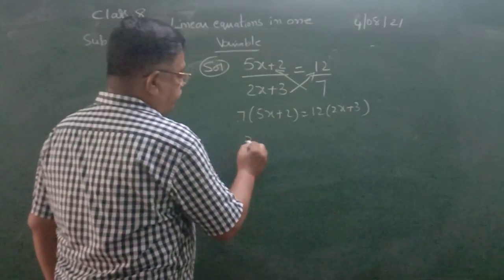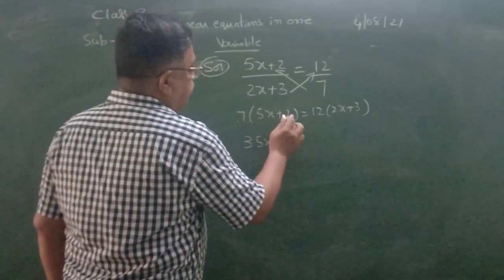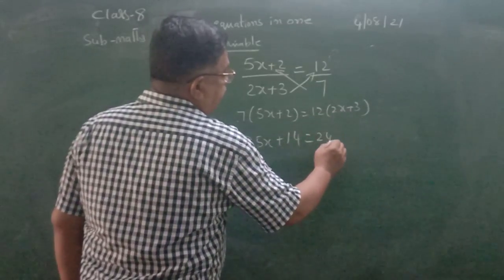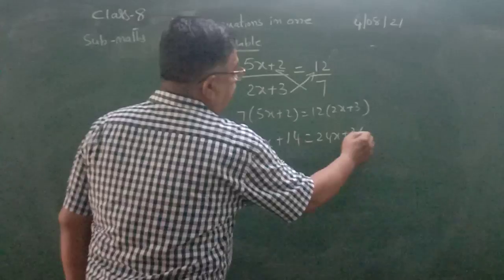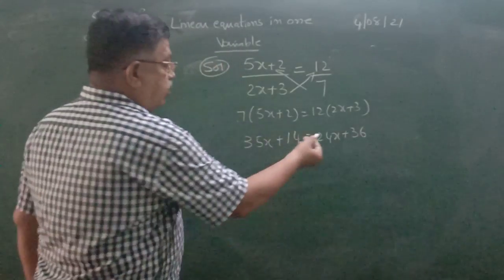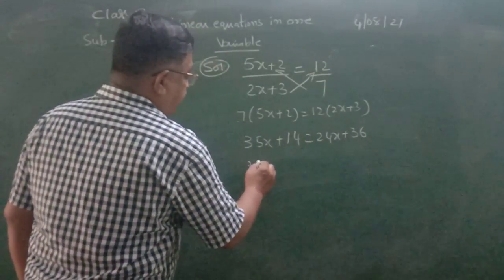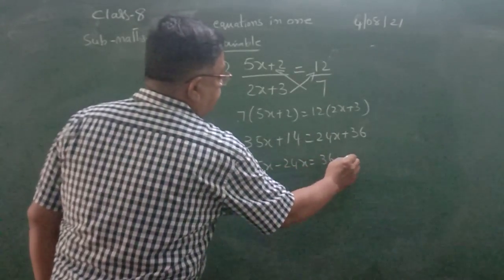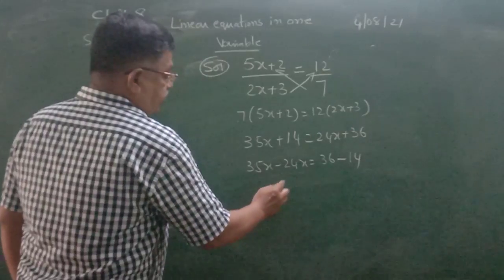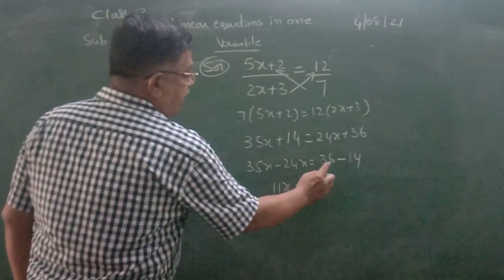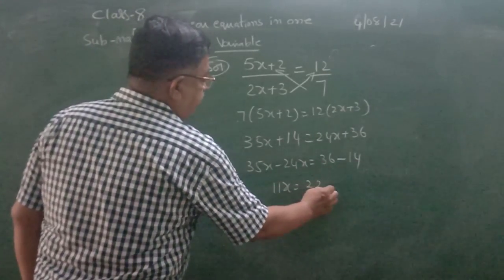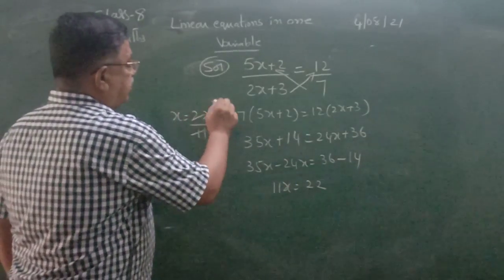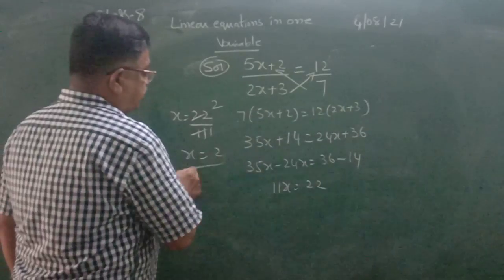7 into 5, 35x. 7 into 2, it is 14. 12 into 2x, 24x. 12 into 3, it is 36. Now bring 24x to the first side. 35x minus 24x is equal to 36 minus 14. 35 minus 24, it is 11x, and 36 minus 14, it is 22. Finally, we got x is equal to 22 by 11. 11 ones are 11, 11 twos are 22. So the value of x is 2.